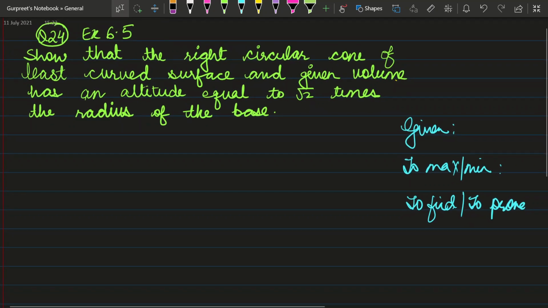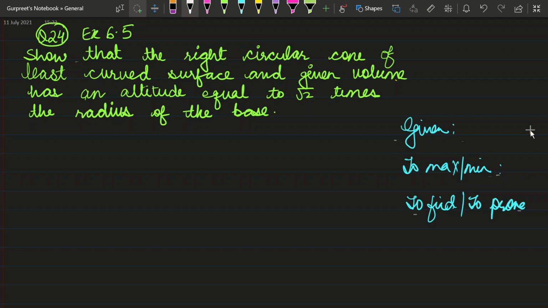These are some rough points. This is question number 24 of exercise 6.5. I'm reading the question for you. Show that the right circular cone of least curved surface and given volume has an altitude equals to root 2 times the radius of the base. I have already told you, you have to keep an eye on the word given, that what is given. What do you have to maximize or minimize, and what do we have to show or to prove? So the question starts with show.